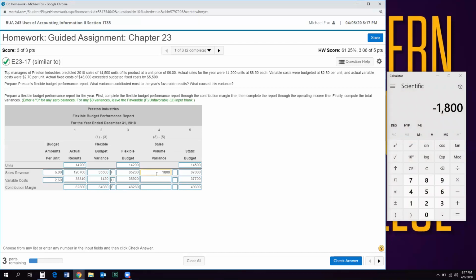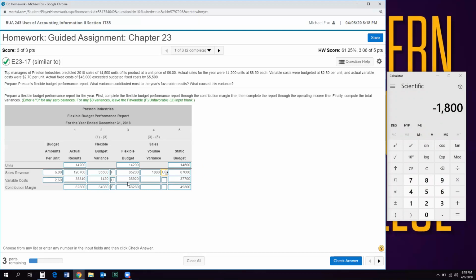So we would say, okay, so our static budget was $1,800 more than our flexible budget. So again, we're comparing the flexible budget to the static budget. So if our flexible budget is less than our static budget, we're going to consider that an unfavorable variance when it comes to revenue.